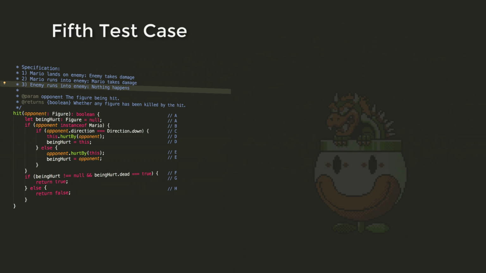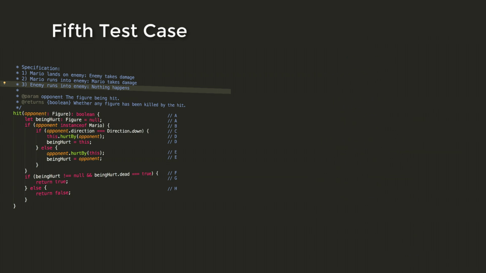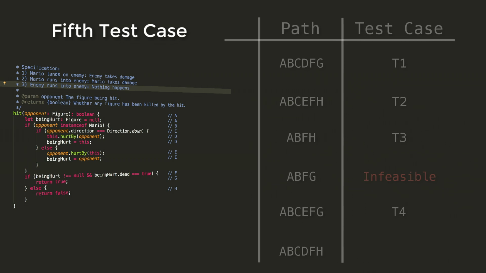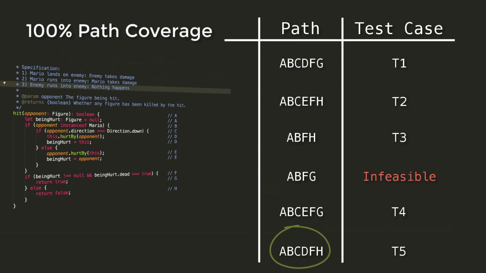We also need a new test where Mario jumps on an enemy and the enemy doesn't die. You could think of this happening when Mario encounters a boss in the game. The pseudocode for this would look like this: boss.hit new Mario with direction down. So Mario is landing on a boss. This takes a new path as well. This is ABCDFH.